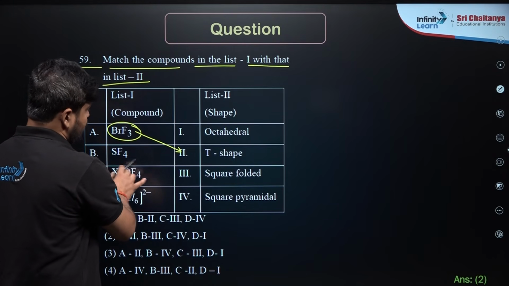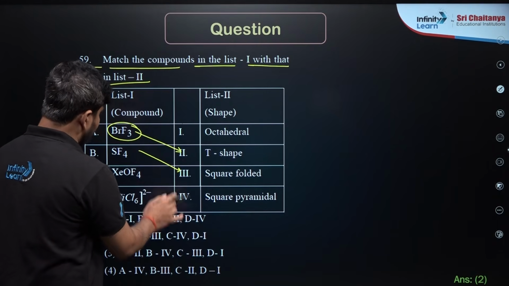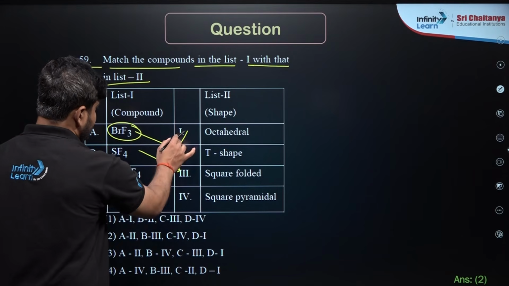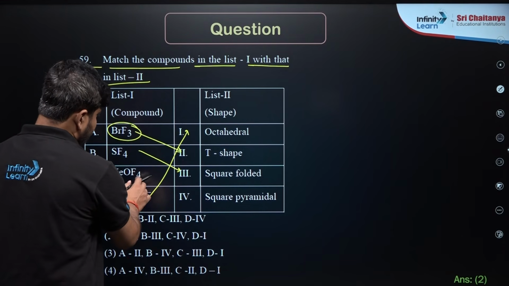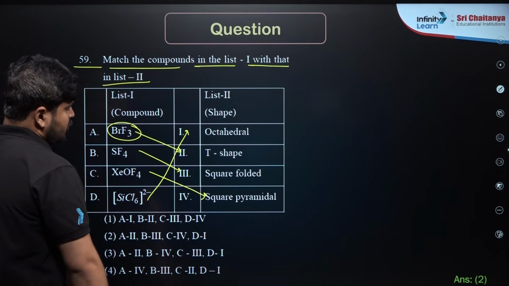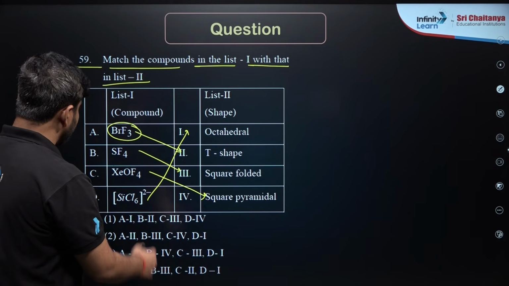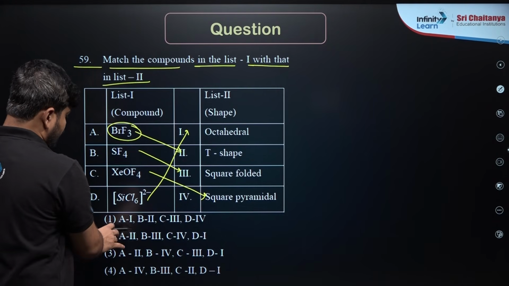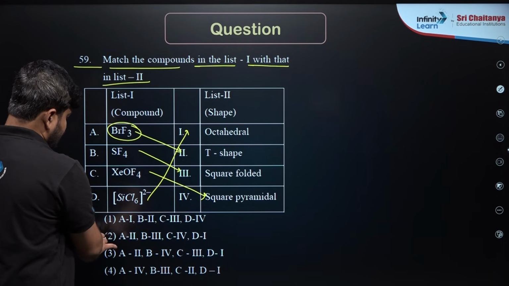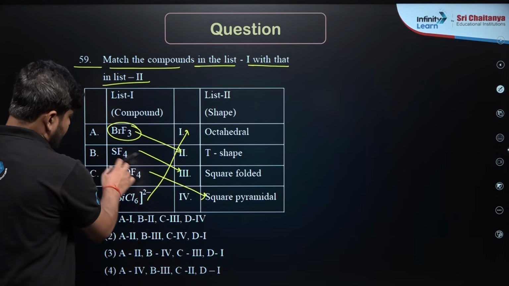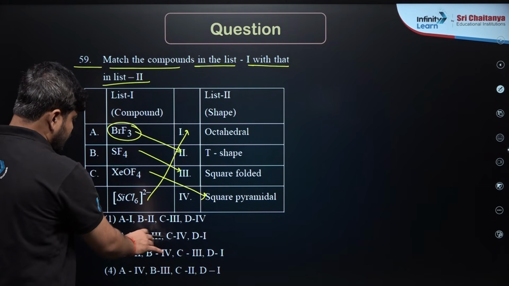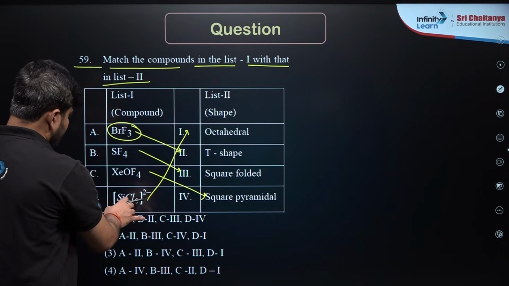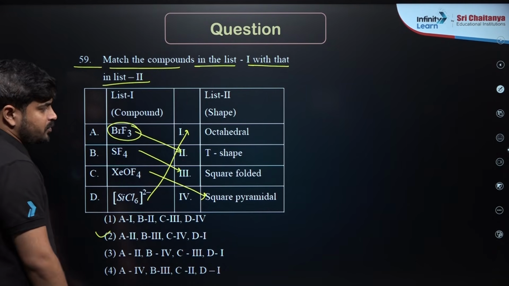SF4, if I am going to check SF4, this one is the square folded. And now if I am checking SiCl6 2 negative, this is octahedral, and XeOF4, this is the square pyramidal. So now if I am going to check the answer, which one is the correct answer for this question? A is going to match with second only, and B is going to match with third, and C is going to match with fourth, and D is going to match with first. So second option is the correct option for this question.